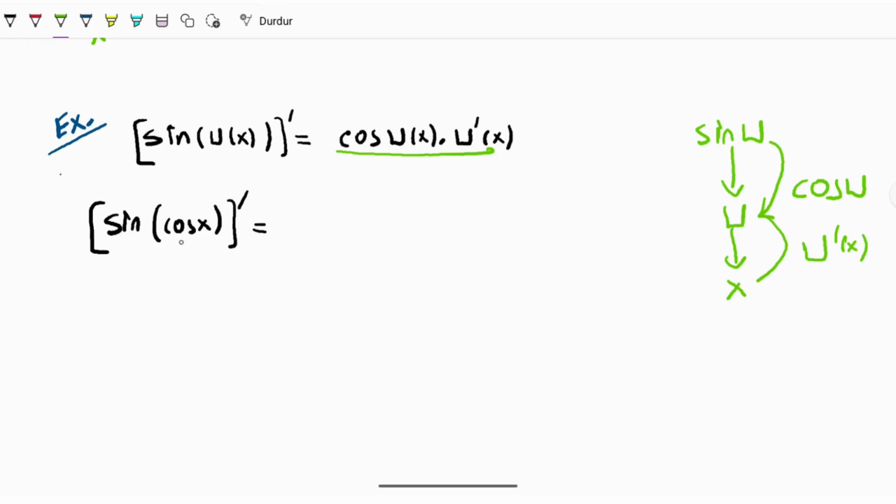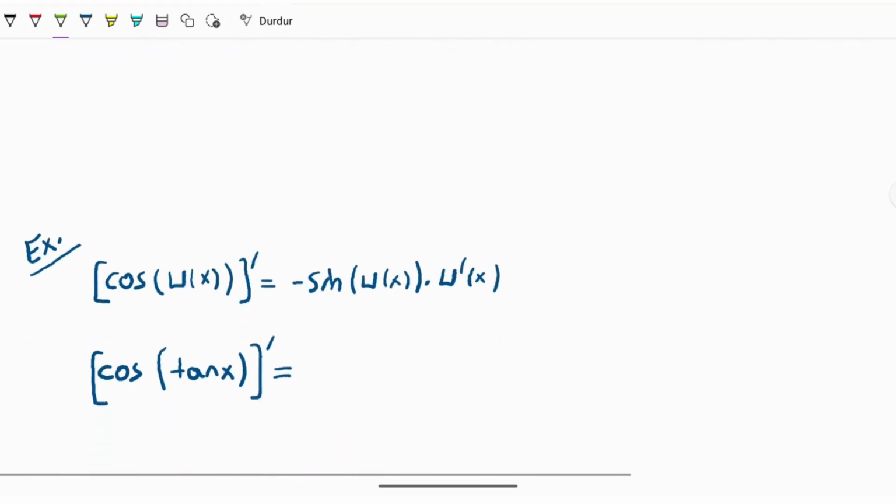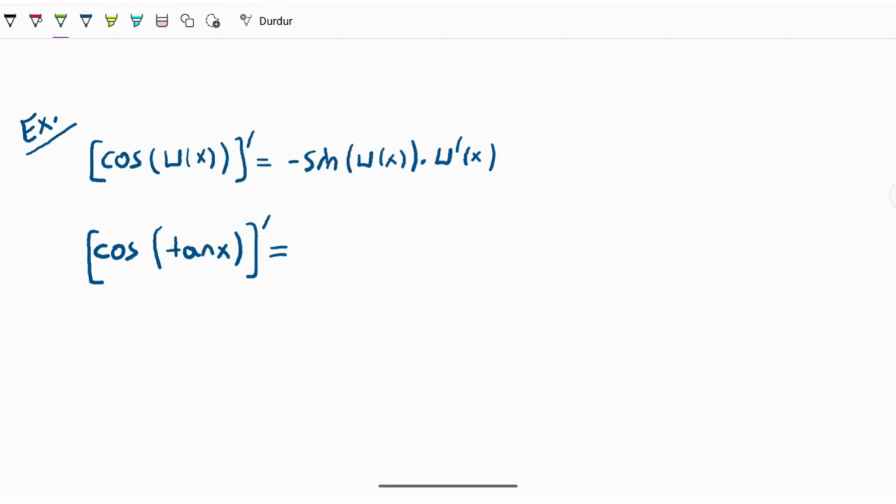Suppose that u is equal to cosine x. In that case, we write cosine u, where u is cosine x, times the derivation of cosine x. Recall the derivation of cosine x: cosine of cosine x times the derivation of cosine x, minus sine x. Let's see the next example.